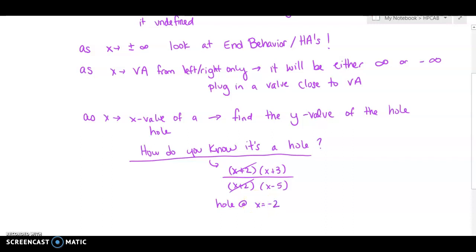The other possibility is if you can't factor it, because it's not a very nice polynomial to factor. What you can do is plug the x value into f of x, so you plug x into your function, and if you get 0 over 0, that's how you know there's going to be a hole. I will do some examples so you can see what I'm talking about.